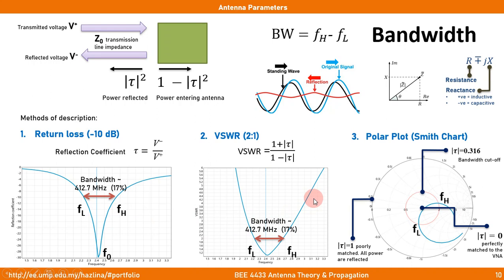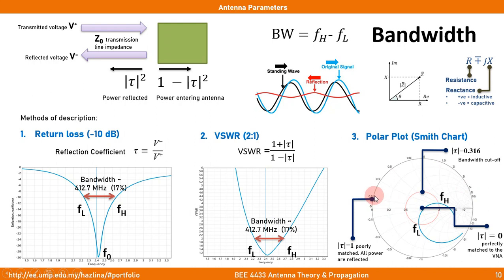The final representation is the Smith chart. A Smith chart is basically a graphical way of viewing the input impedance. The center of the Smith chart represents zero reflection coefficient, so the antenna is perfectly matched. While the perimeter of the Smith chart represents a reflection coefficient with a magnitude of 1, which means all power is reflected, which indicates that the antenna system is very poorly matched.